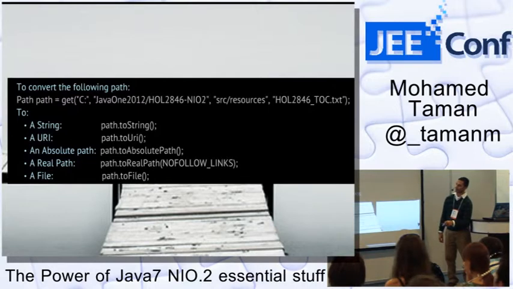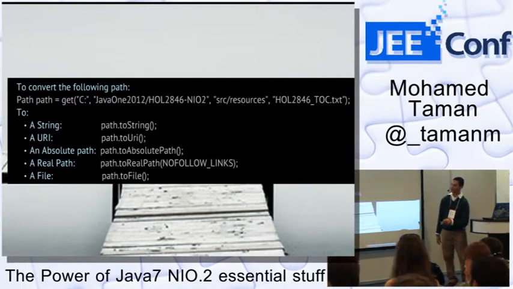Okay. If I need to convert it to string, just pass toString. It gives you the string representation of the file. If you need a URI for network operation or something like this, you can call toUri. An absolute path, you can get the absolute path. A real path, which is C, blah, blah, blah, all the paths. Okay, you can get the real path without following the links. And finally, you can convert it back to the file.